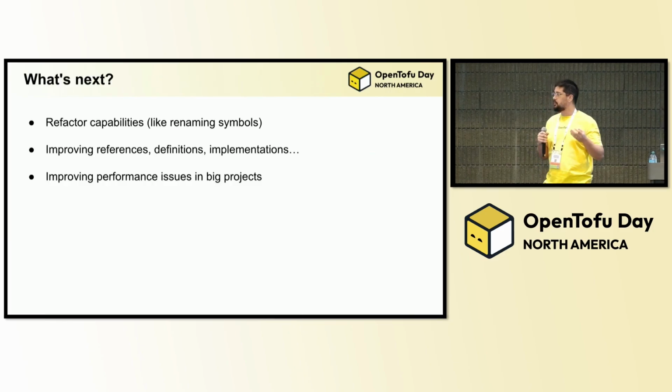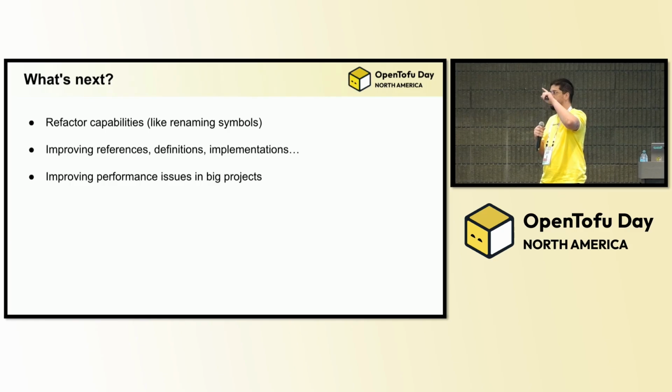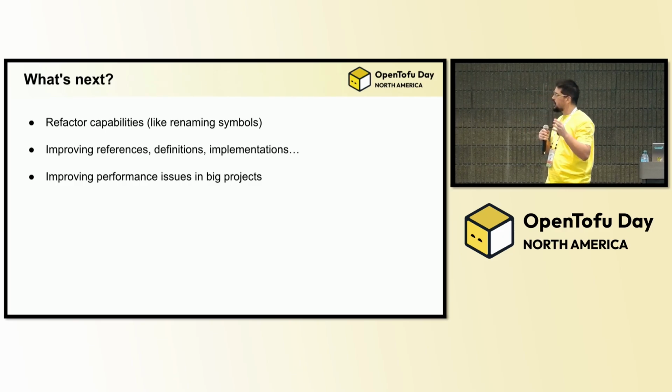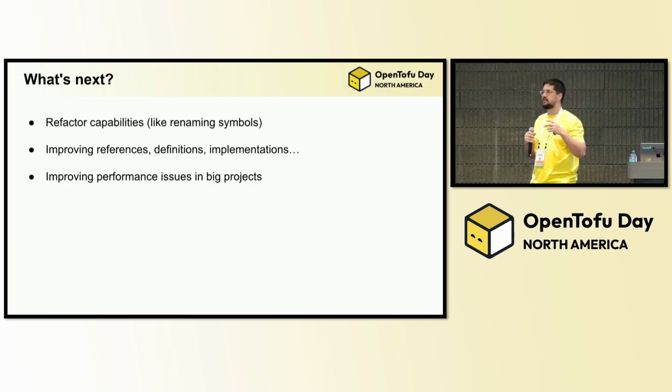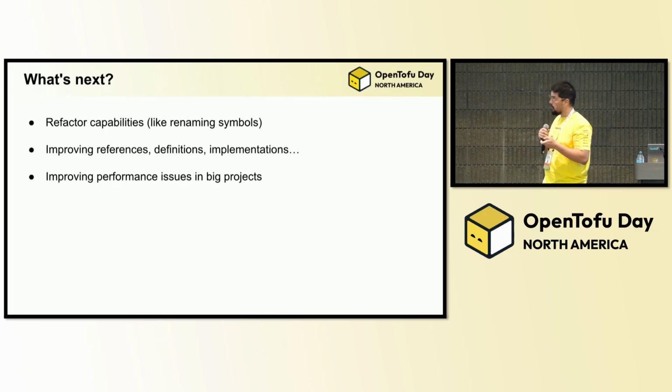So what's next for the project? We are working on some refactor capabilities. For example, if you want to change the name of one output throughout your whole project, we do not support that yet. We are working on it as part of a hackathon, but probably it's going to be a feature of the project. And improving references, definitions, and implementations, because modules are not working great for that right now. And improving performance issues, because big projects with a lot of files saved in memory for the tofu-ls can be slow right now.